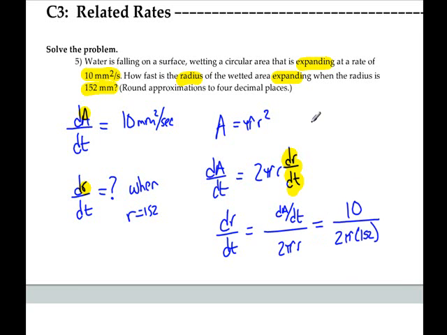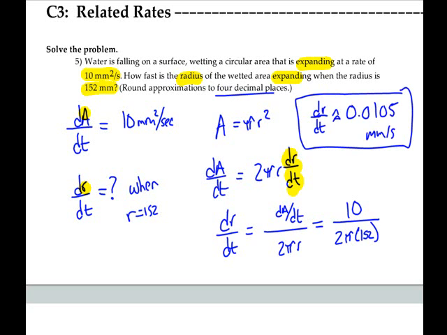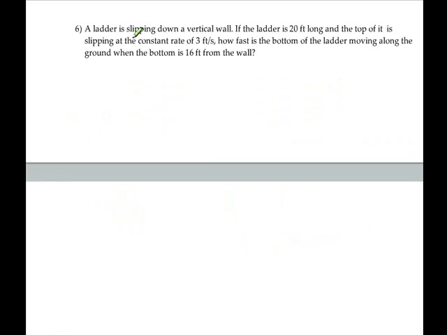That comes out to approximately, dr dt is approximately, to 4 decimal places is what they want, 0.0105, and that is millimeters per second. That's a funny looking approximately. That's number 5.